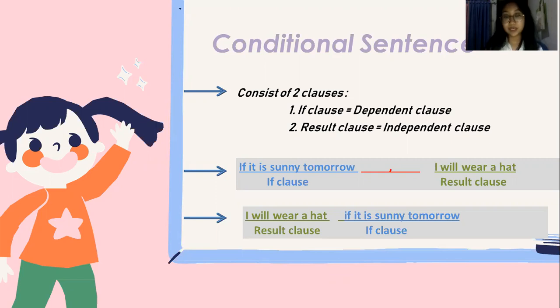Look at the example here. If it is sunny tomorrow, I will wear a hat. So the if clause here is the blue one and the result clause is the green one. Look at the example here. There is a comma in between the clauses.